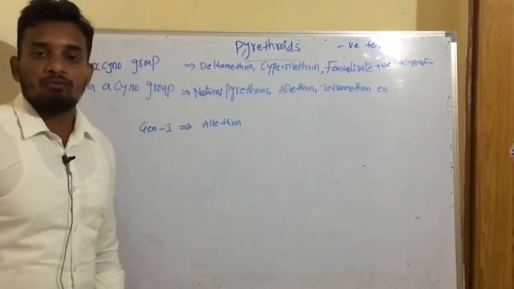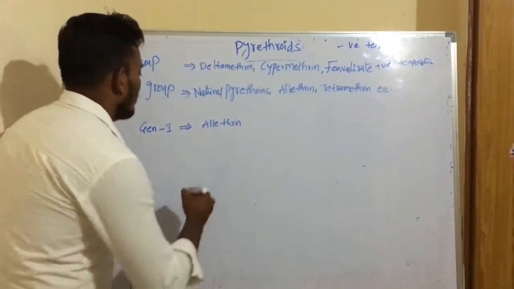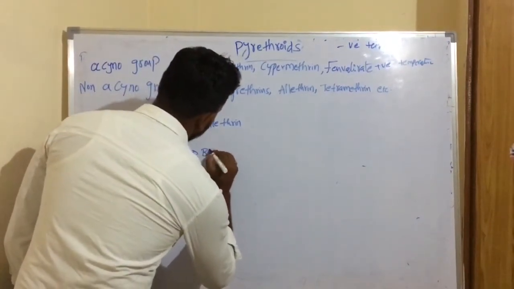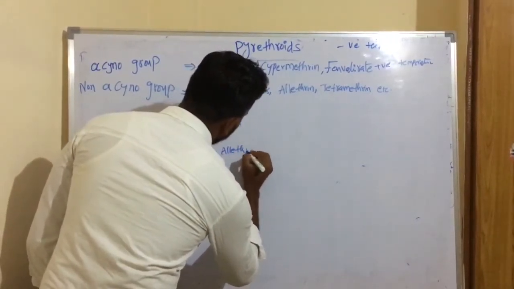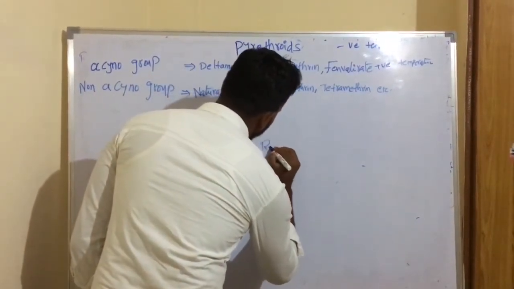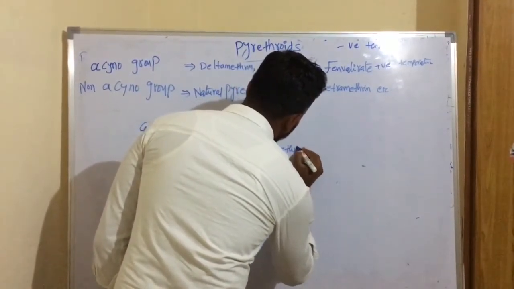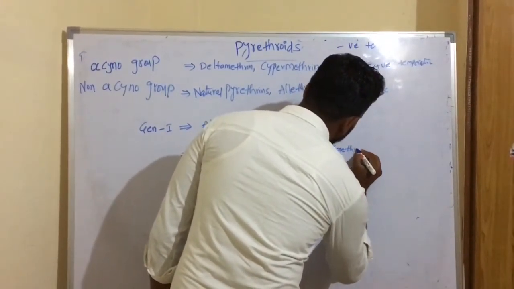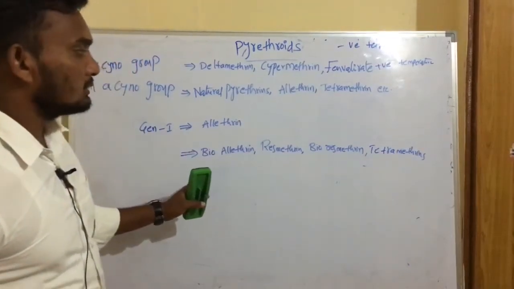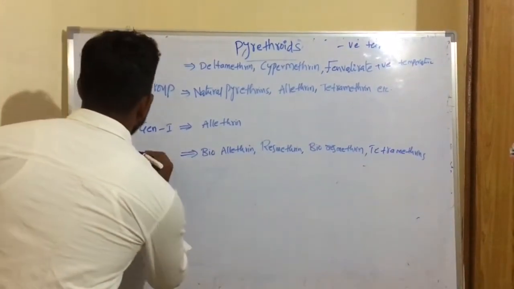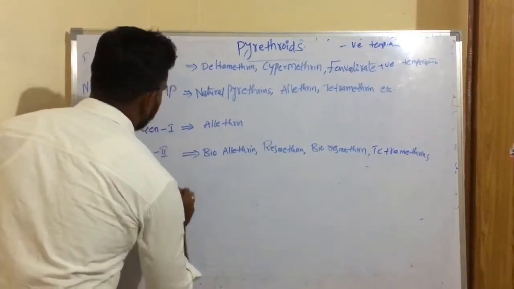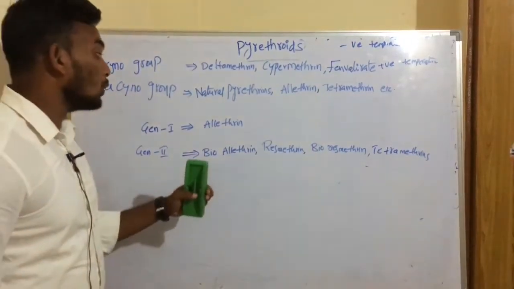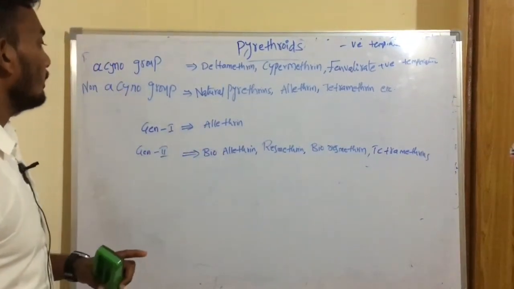So immediately after allethrin, some other molecules were also synthesized and commercialized, and some of them are bioallethrin, resmethrin, bioresmethrin. These molecules are considered second generation pyrethroids, and these second generation pyrethroids are found more effective and more stable to light than first generation pyrethroids.